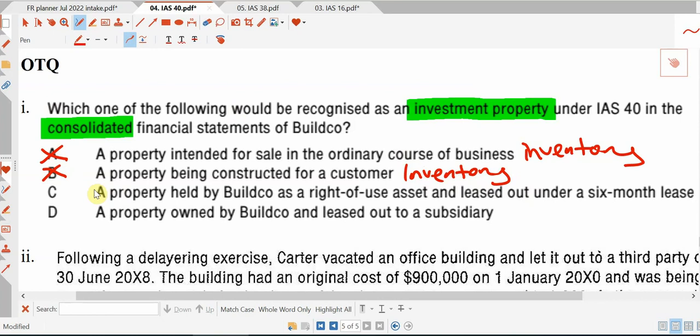Property held by Build Co as a right of use and rented out for a 6-month lease. Property rent out. Looks good. Okay, looks good. How about D? Can D challenge our answer here? Property owned by us and we rent it out to subsidiary. How to say it's own use? Rent out. Rent out to subsidiary.